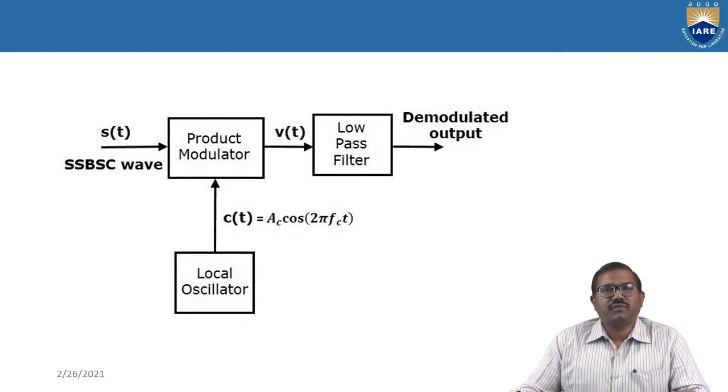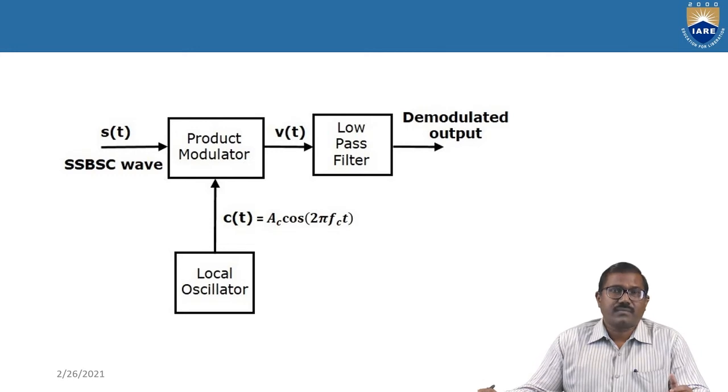The output of that product modulator, you can call v(t), is applied to the low pass filter, and finally you get the demodulated output m(t). Why? At modulation, we use the original message signal or baseband signal, and by the modulation process we converted m(t) into the SSB wave. In demodulation, it is the reverse operation, from the SSB wave back to m(t).